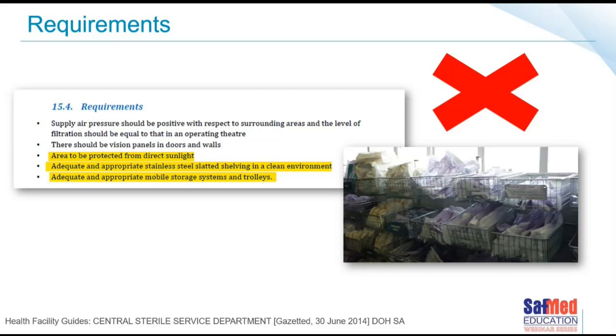There needs to be adequate and appropriate stainless steel slatted shelving in a clean environment, and adequate and appropriate mobile storage systems and trolleys. That's what it refers to in the guidelines. So this particular CSSD, where the packs are really and truly, these single items are pretty well overloaded to begin with, and secondly, right in front of the window, are absolutely not ideal.